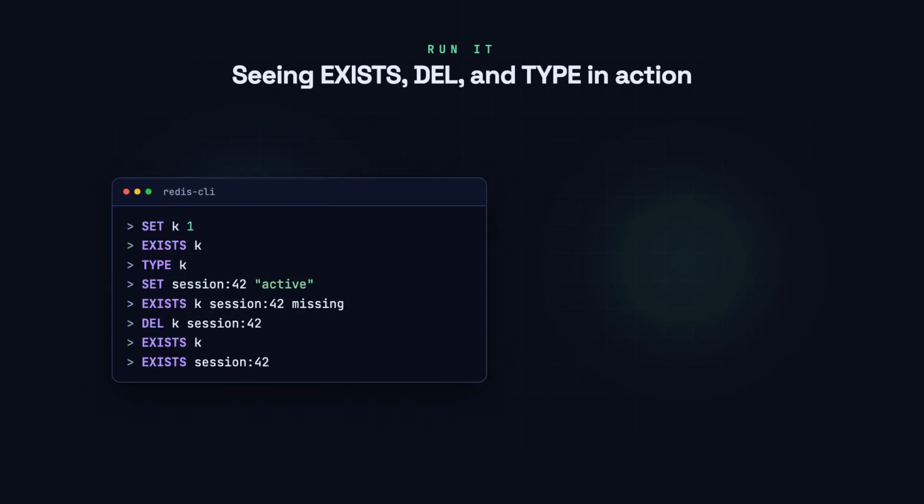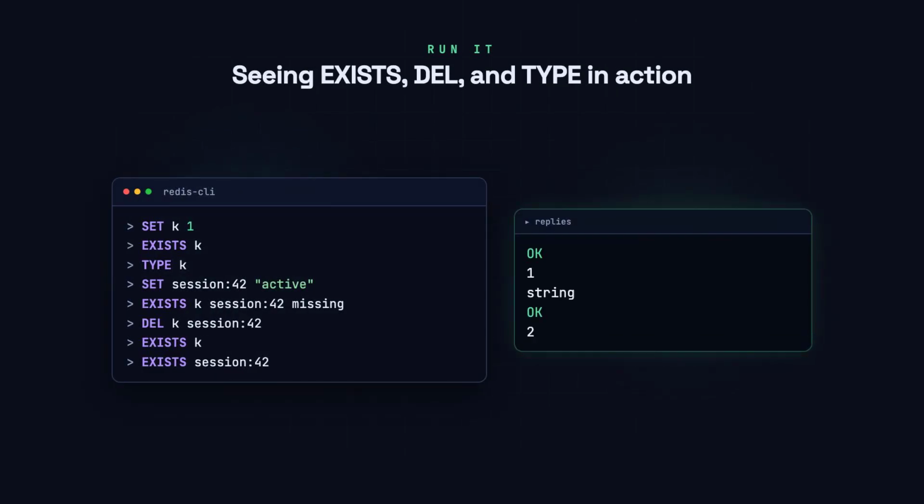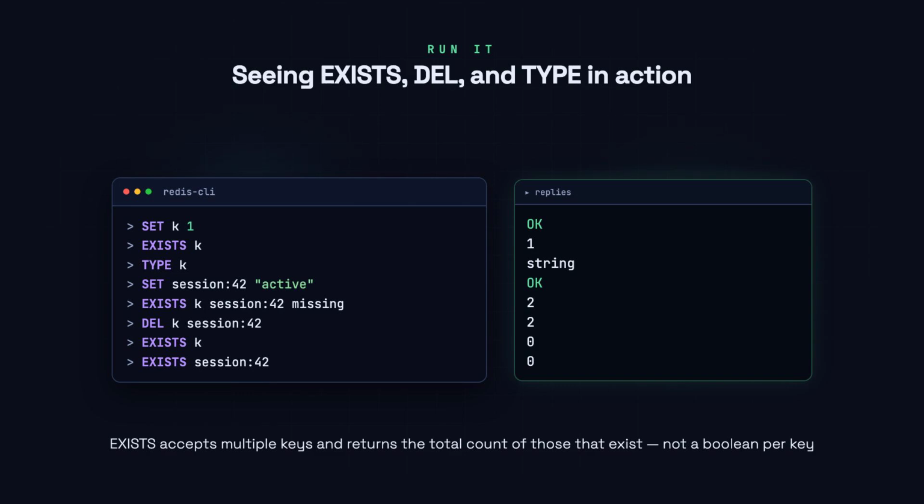We set two keys, then call exists with three names, including one that was never set. Delete removes both real keys, and the final exists calls each return 0, confirming the deletions.